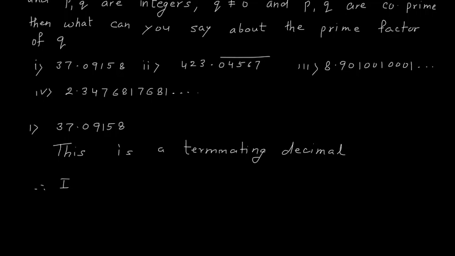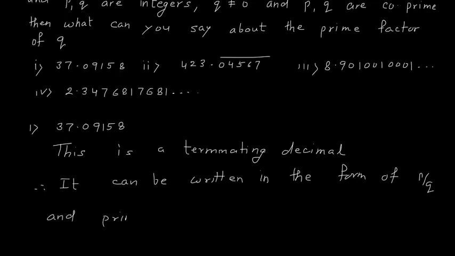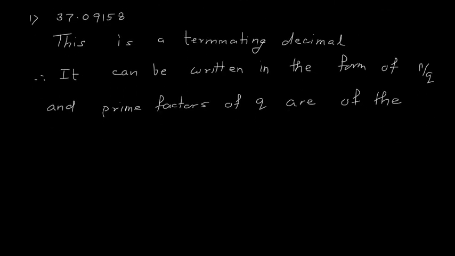Therefore, it can be written in the form of P upon Q. Okay, terminating decimal, so it can be written in the form of P upon Q, and prime factors of Q are of the form 2 power m into 5 power n.